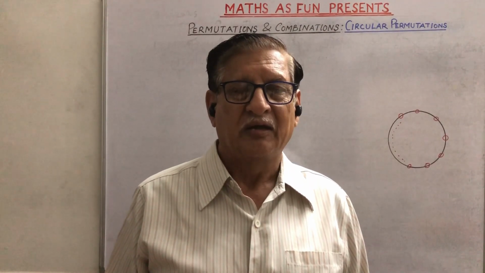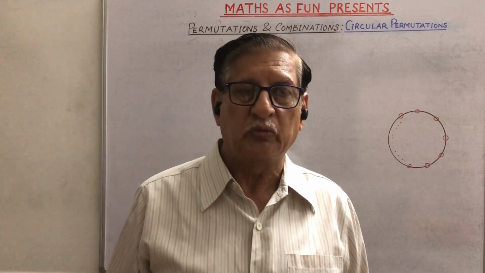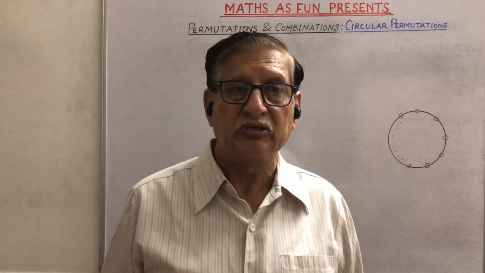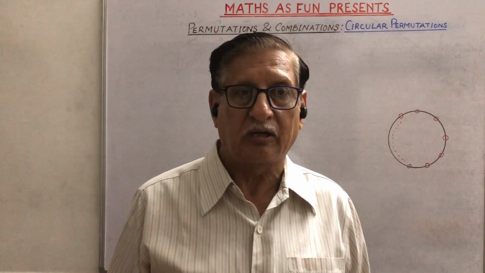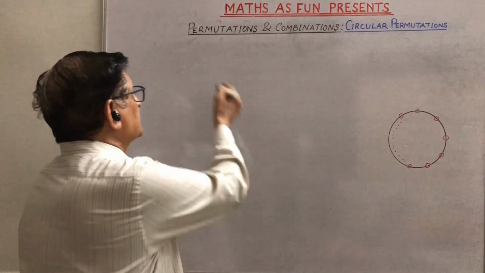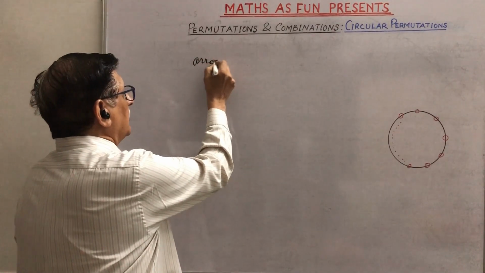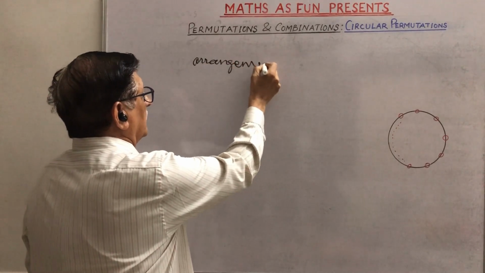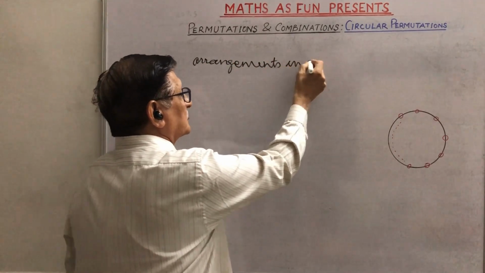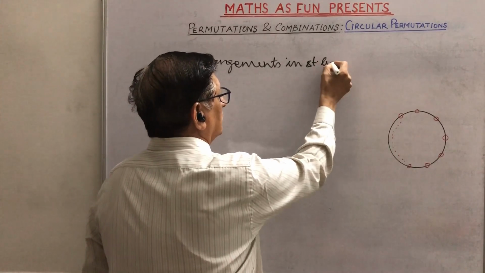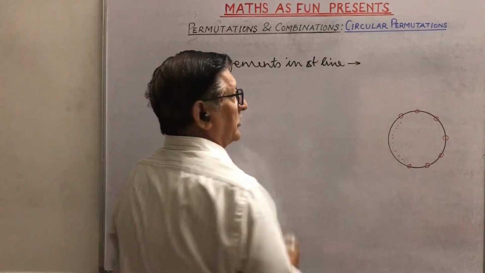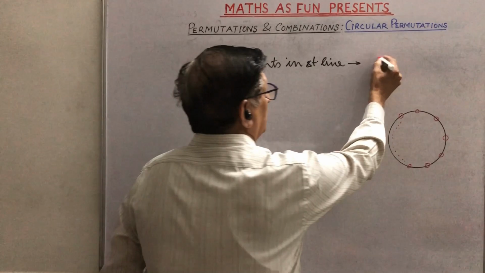Hello everyone. In the previous videos we have learnt about permutations in which we were arranging the objects in a straight line. When we arrange them in straight lines, that is known as linear permutations.